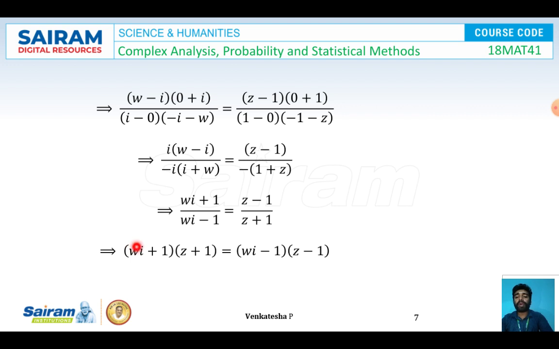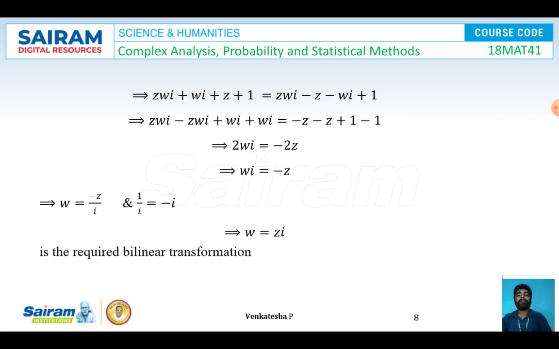Now multiplying wi with z and 1, and similarly multiplying wi with z and minus 1 and minus 1 with z and minus 1, we'll get the following equation: zwi plus wi plus z plus 1 is equal to zwi minus z minus wi plus 1. Now I'm shifting this zwi to LHS and this minus wi to LHS, and shifting this plus z to RHS and plus 1 to RHS.